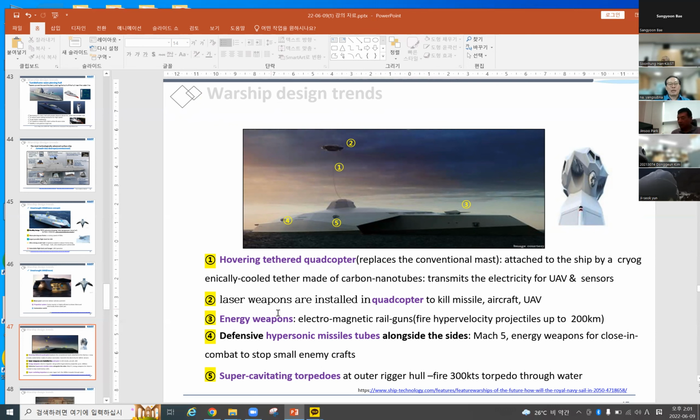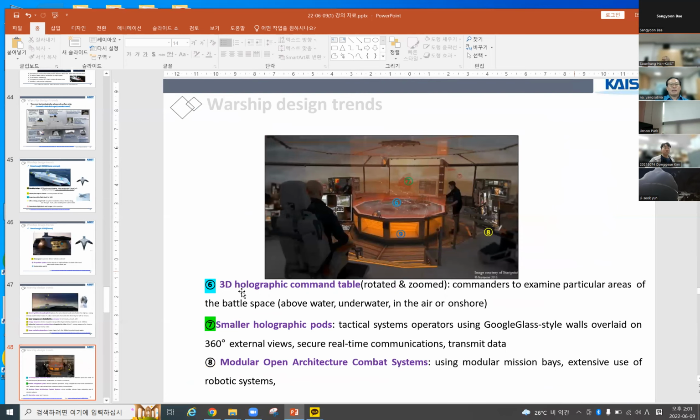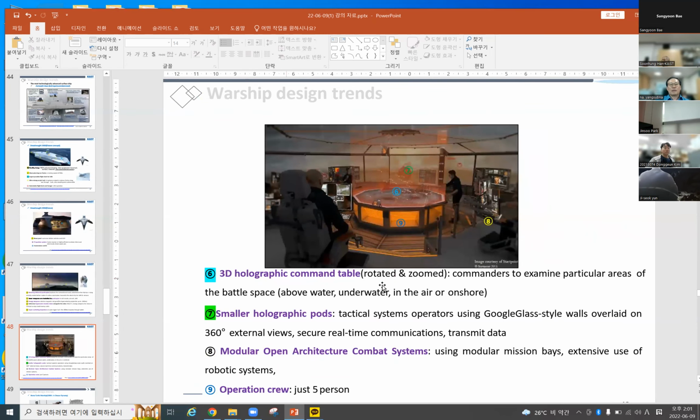So hovering tethered helicopters and energy weapons, defensive hypersonic missiles, supercavitating propellers are introduced. This is very interesting. And the 3D holographic command table like that is a very, very future design trend.